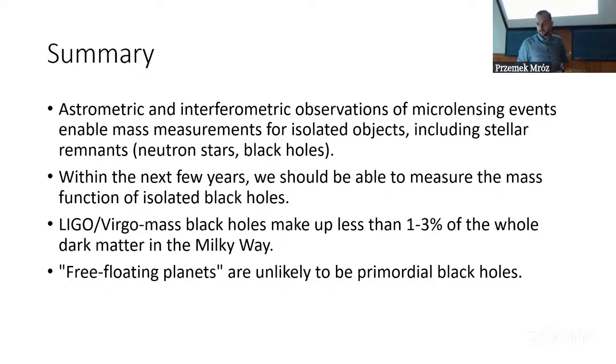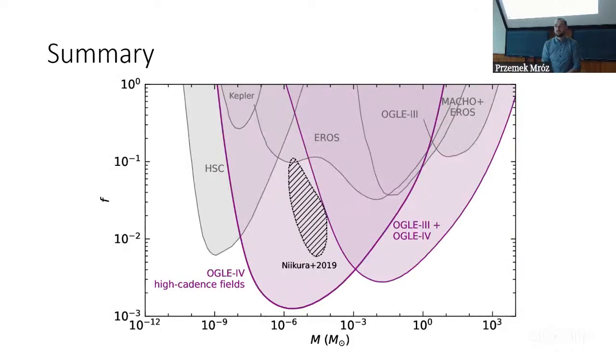So it's very likely that LIGO and Virgo are detecting astrophysical black holes, not primordial black holes. And we also found that the short timescale microlensing events that we see in the galactic center are, again, unlikely to be black holes, and these are most likely planets, either free-floating or wide orbit planets in the Milky Way. And that's my summary. Thank you.